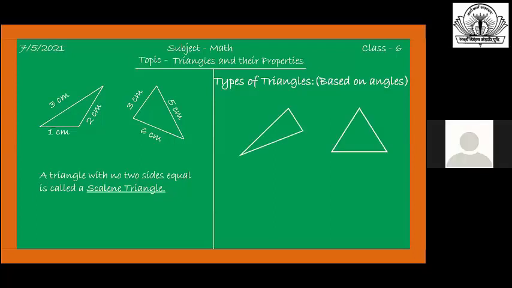So the first type of triangle which we have is known as an acute angled triangle. Why an acute angled triangle? Because all the three angles which are present in it have measures lesser than 90 degrees. All of them are acute angles. So these are the two triangles.